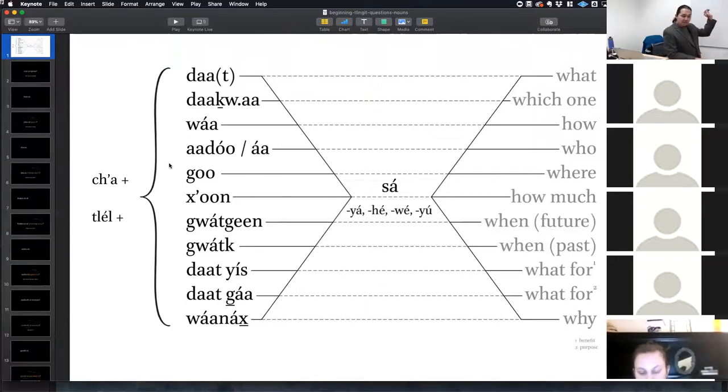And then it adds with this other particle, which is sa. So everybody say sa. Sa. Sa. Sa. And it has, I would say, two different meanings. The first meaning is a voice. It just means a voice. But when you add it to one of these, you're kind of giving voice to the question, right?